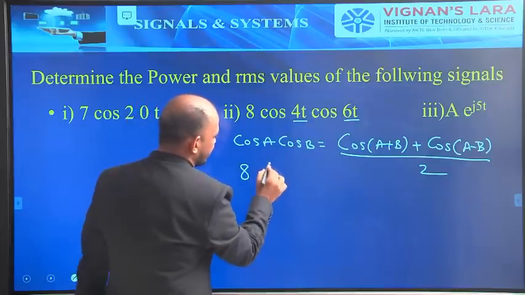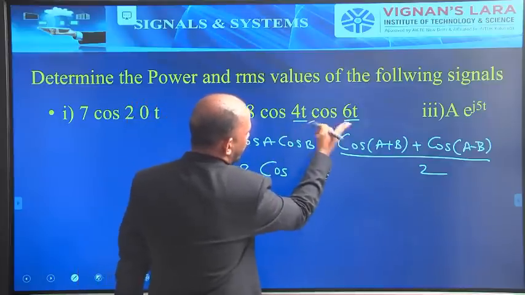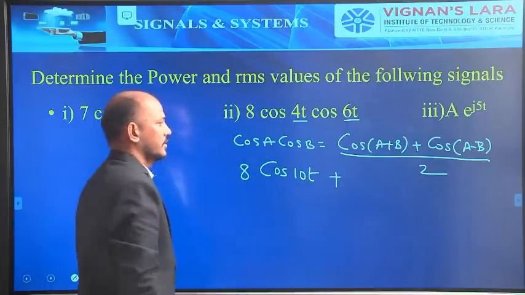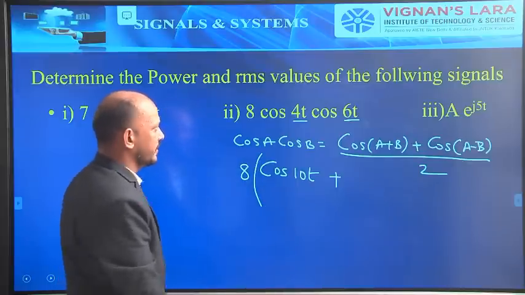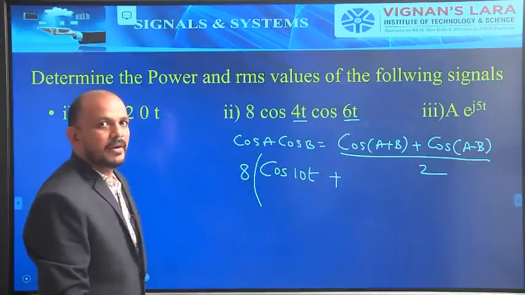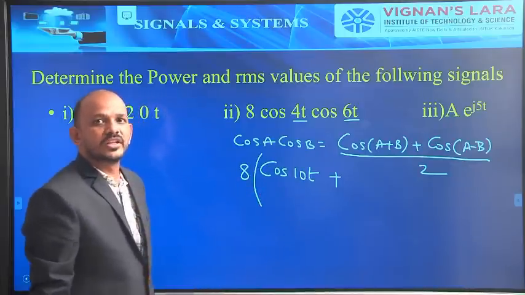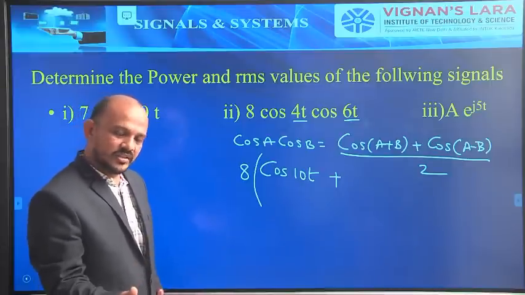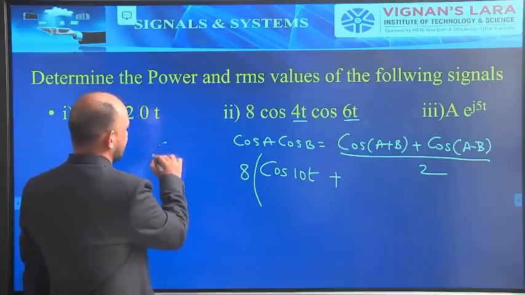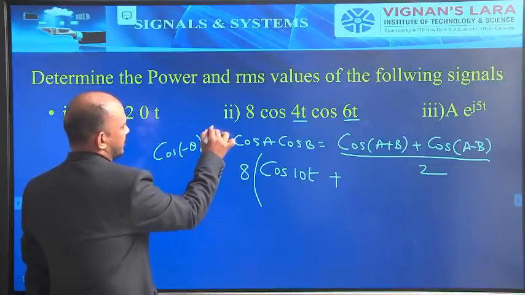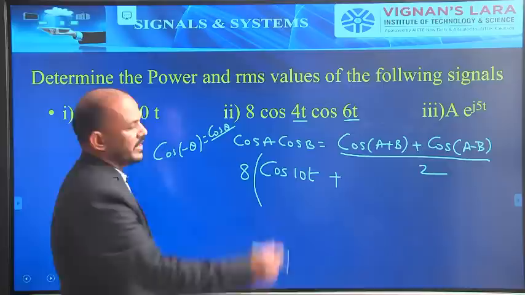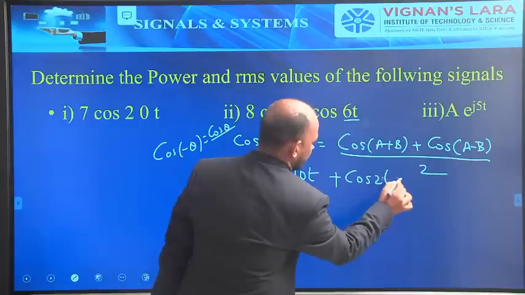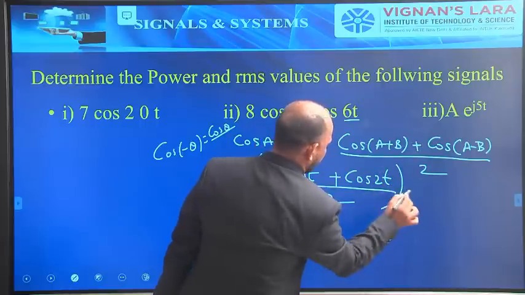Cos of a plus b is cos of 40 plus 60, that is 10t, plus cos of a minus b, so 40 minus 60, minus 2t. What happens to cos of minus 2t? Cos of minus theta is nothing but cos theta, we know that. So cos of minus 2t is also equal to cos 2t. The whole divided by 2.